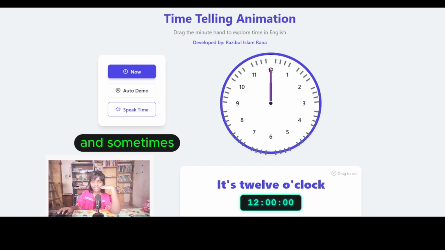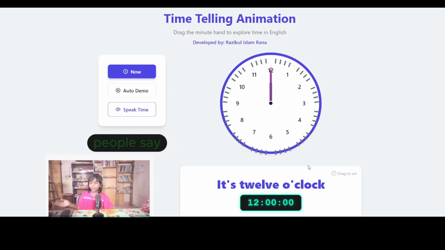And sometimes we have to tell time from these clocks, so it's going to be very hard for you if you don't understand the numbers and understand the lines. Today I'm showing you about the lines, then the time, also other things, and how to say in words.